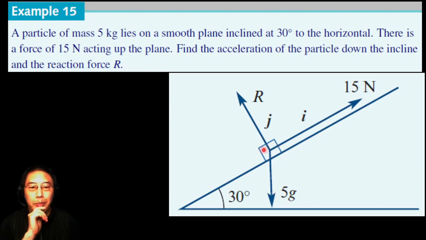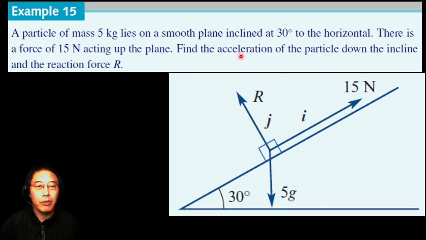Again, you have your particle here. Weight force is vertical. Annotate the amount. The reaction force has to be perpendicular to the inclined plane. The inclined plane has an angle of 30 degrees, and there's a pull force that is acting up the plane. So as it's acting up the plane, it's not vertical, it's really along the plane.